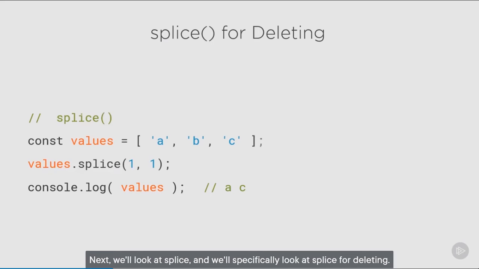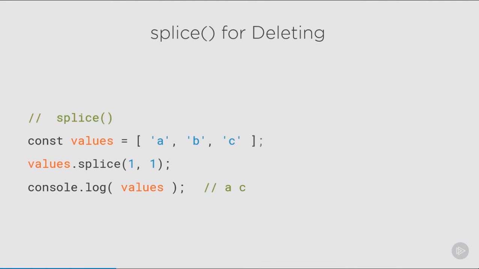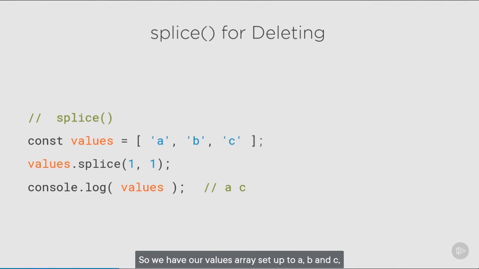And we'll specifically look at splice for deleting. So we have our values array set up to A, B, and C. And we execute values.splice with two arguments. The first argument is the index of the element we want to delete. And the second argument is the number of items we want to delete. So index 1 is the B. And let's just delete that B by specifying one item. When we log out values, we get A and C. The B is gone.